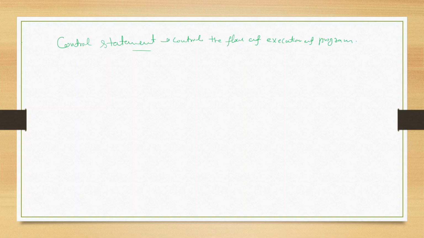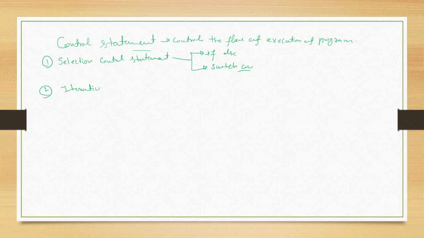And we have different types of control statements. First is the selection control statement: if else or switch case type. These two types. Second is the iterative or looping control statement.